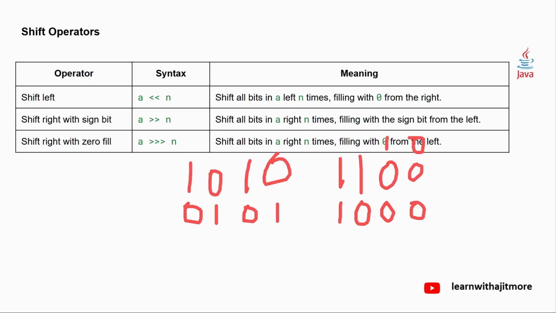And if you are shifting towards the right side, then always remember, as the bits move right, the last bit goes out, and what will come over here? If you are using triple greater-than, always 0 will come. And if you are using double greater-than, the old sign bit is preserved. If your old sign bit is 1, 1 is preserved. If the old sign bit is 0, 0 is preserved.